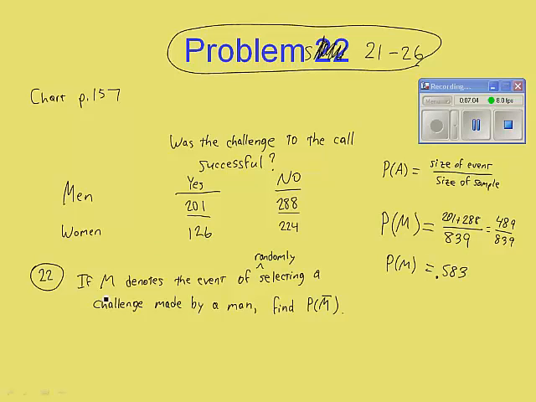M in the problem is where they told me. It doesn't normally stand for anything. But because it's a capital letter, it's an event. So they had to tell you what it stands for. Here it says, M denotes the event of selecting a challenge made by a man. They could have put P of W for, they probably would have.